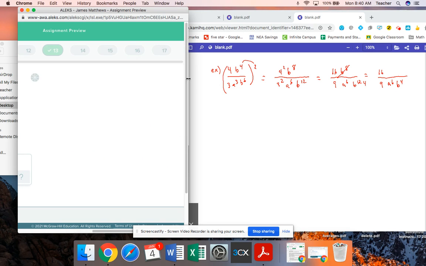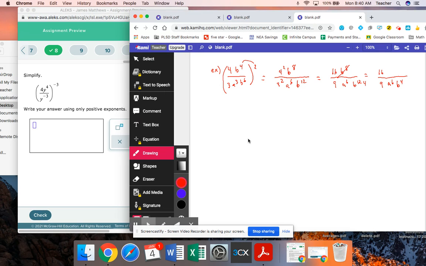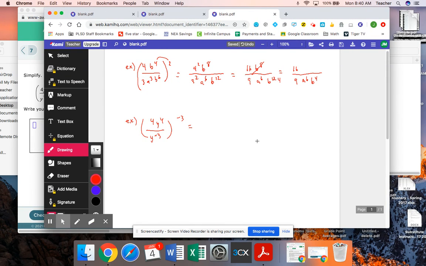Let's take a quick look at number 17. It looks like this. There's a negative in there. So let me take a look at this one. 4y to the 4th, all over y to the negative 3rd, all that to the negative 3rd. All right, so with this one, I see negatives and negatives. So I'm going to do this in pieces. You can do it in any order you'd like. But what I'm going to do first is get rid of this negative on the inside.